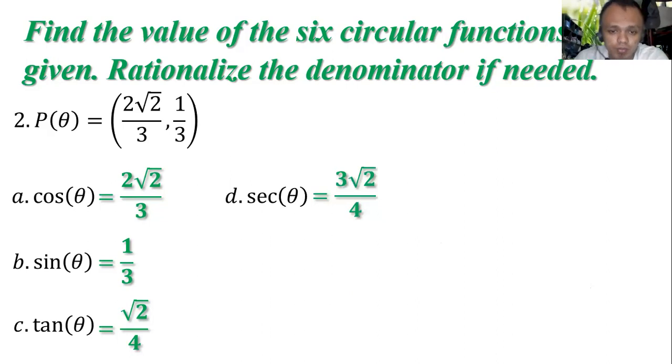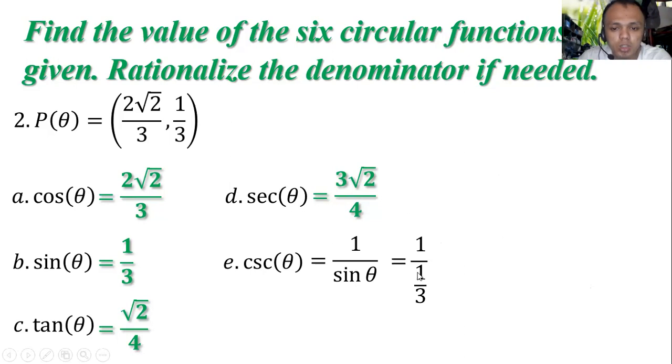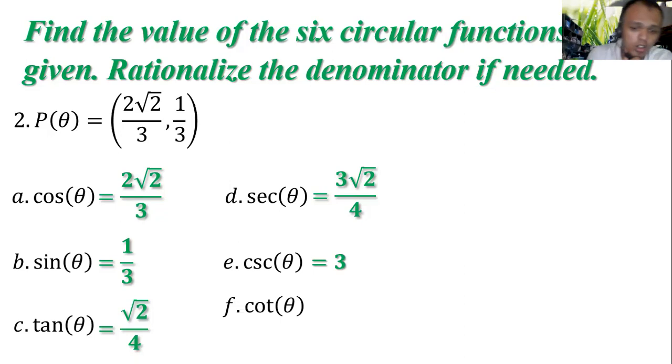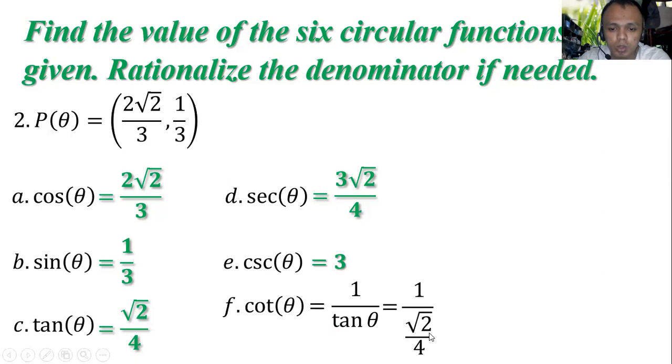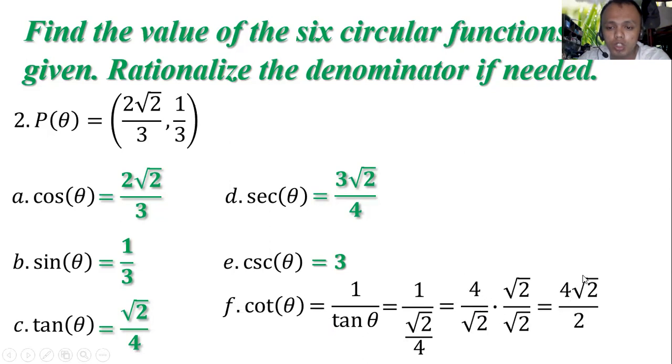Okay? Next, cosecant theta. 1 over sin theta. Your sin theta is 1/3. Get the reciprocal. We have 3 over 1 or 3. Okay? Next, cotangent theta is 1 over tangent theta. Since your tangent theta is square root of 2 over 4, get the reciprocal. Then we have 4 over square root of 2. Then rationalize natin. 4 times square root of 2 is 4 times square root of 2. Square root of 2 times square root of 2 is 2. Cancel out. We have 2 times square root of 2.